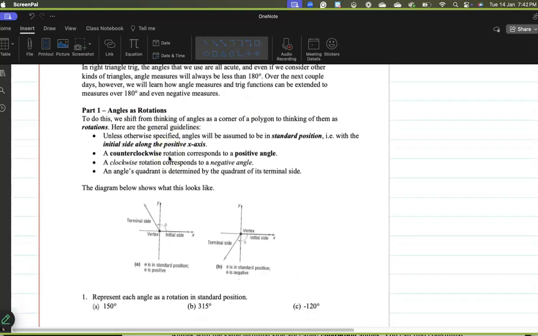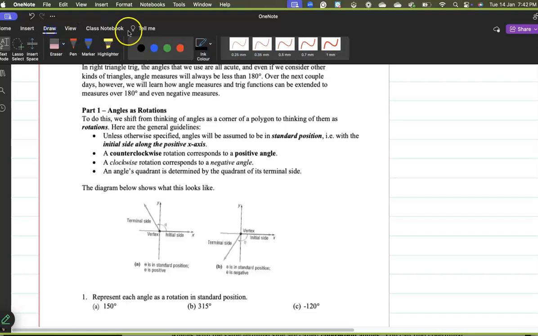Angles is rotation. So basically what you need to think is the angle always has an initial side over here. Correct? It's the initial side and you rotate that angle. When you rotate that angle counterclockwise, it's taken to be positive. So counterclockwise angle is taken to be positive, and this is a positive angle when you go like this, and this is your negative. Correct? So you always start from the x-axis, and you rotate.